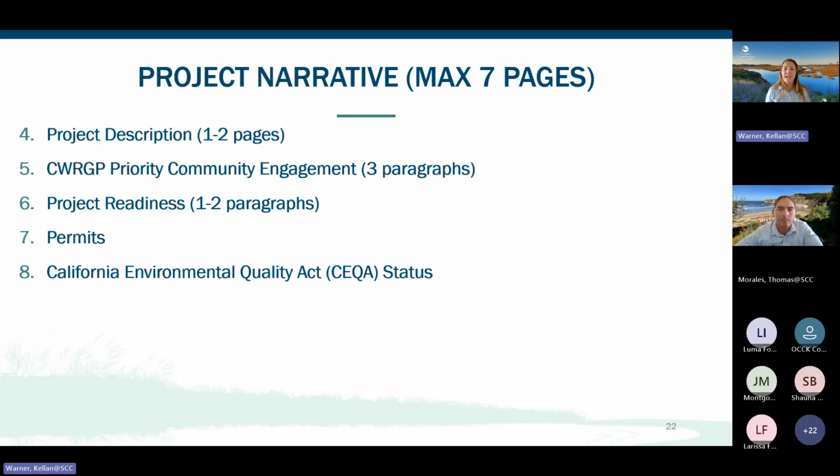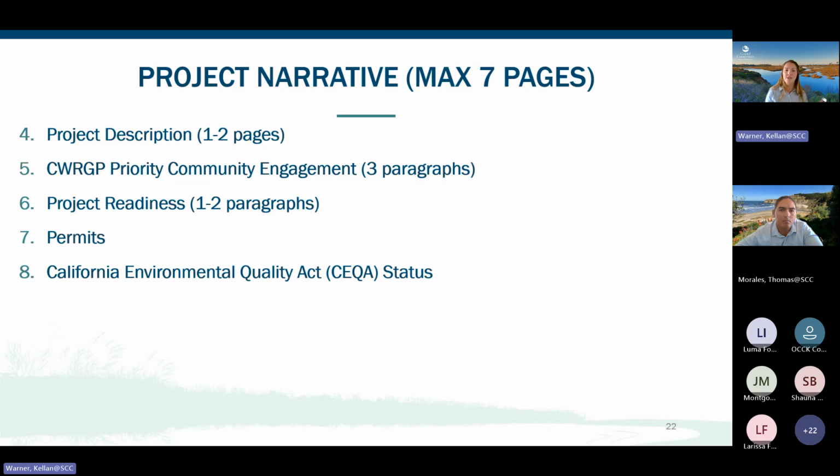It's kind of the meat of your application. And so for this section, please don't just answer bullet point by bullet point, but kind of build a narrative, tell us the story of your project. The 5th section is on the CWRGP priority community engagement. This one is broken down into 3 subsections.